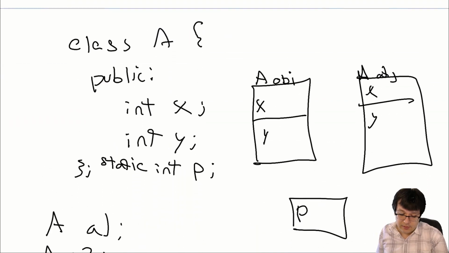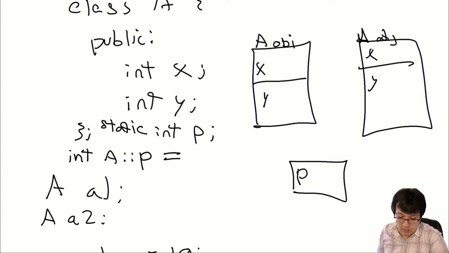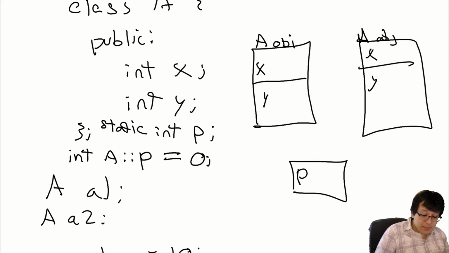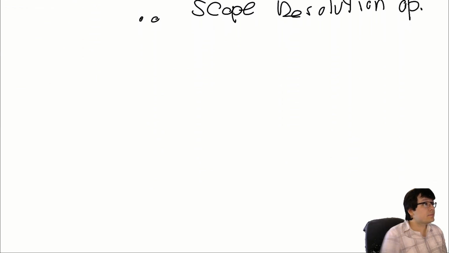So like for example here, I would have to write something of this form: int A::p equals, and then maybe 0. That's what I'm going to initialize it to. And even if it's private, you still got to do that outside the class. It's kind of one of those weird exceptions to how public and private work. But you can only do it one time, so you can't like reinitialize it.